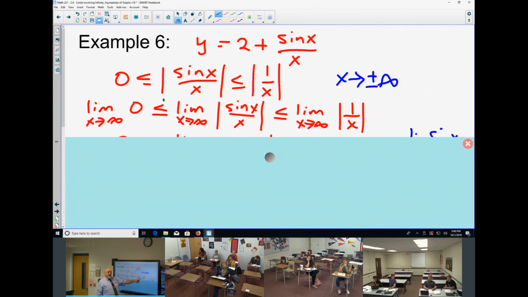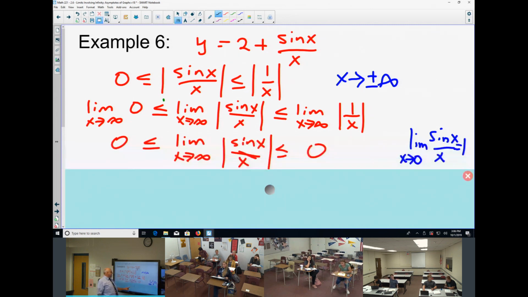We did that yesterday. Constant over infinity is going to go to what limit? 1? Nope. 0. It'll go to 0. So if this goes to 0 and this goes to 0, then this limit, as x approaches infinity, of the absolute value of sine x over x is going to be 0.